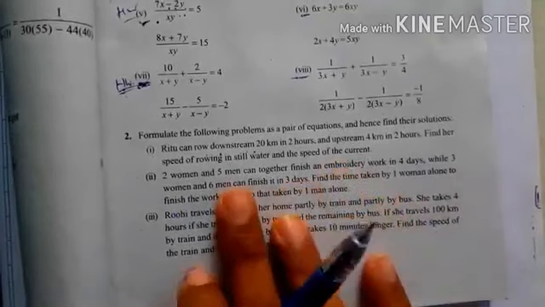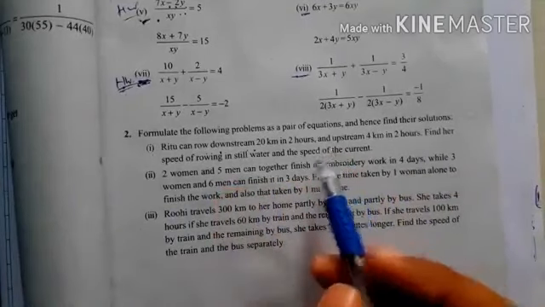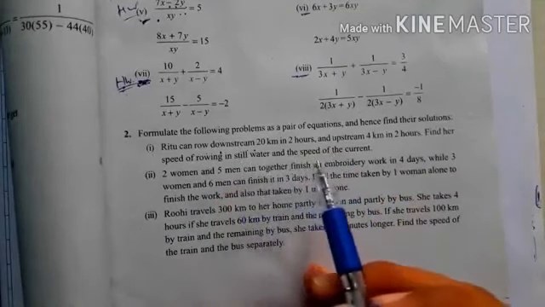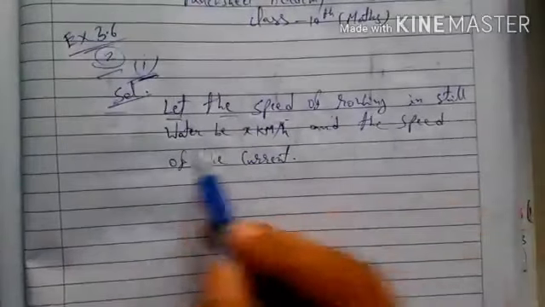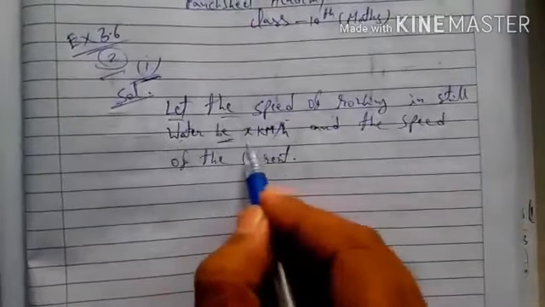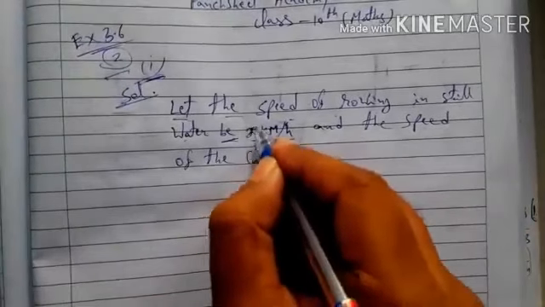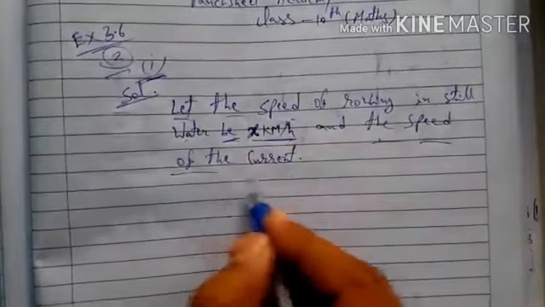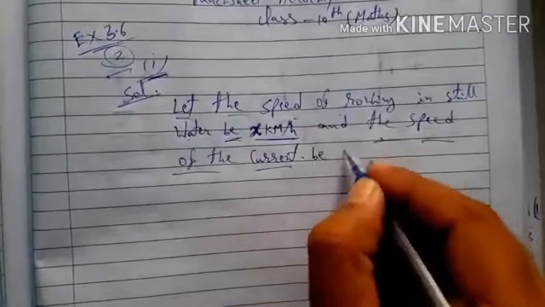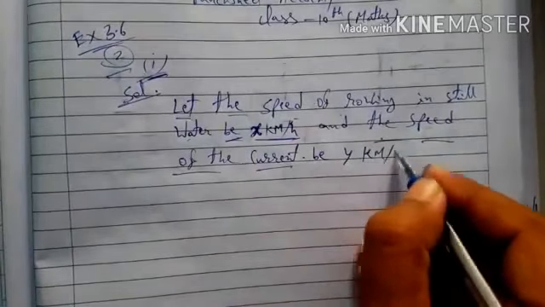Okay, so it is a word problem, so we firstly let the variables. So the first step is here. Question number second, first part is here. First step, let the speed of rowing in still water be x kilometer per hour and the speed of the current be y kilometer per hour.